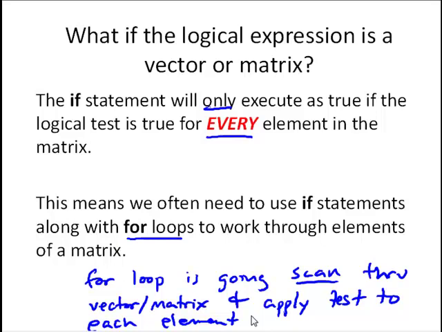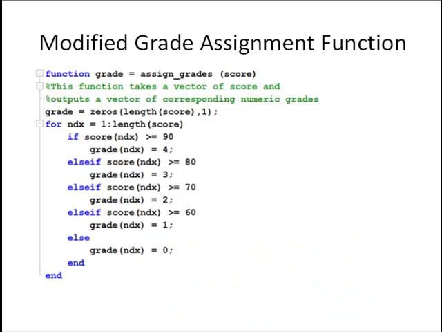So here's another example of a time when we often need to use for loops. So here's how we can modify that grade assignment function to work. I've changed this to use numeric letter grade since we're going to be storing these in a vector. I don't really want to get into formatting the strings of letters in the vector. And so now I've changed the file name to assign grades. So notice the file name change and the function name change.